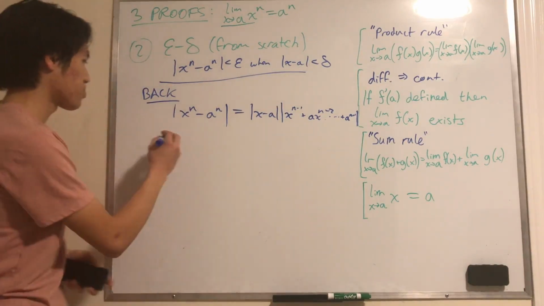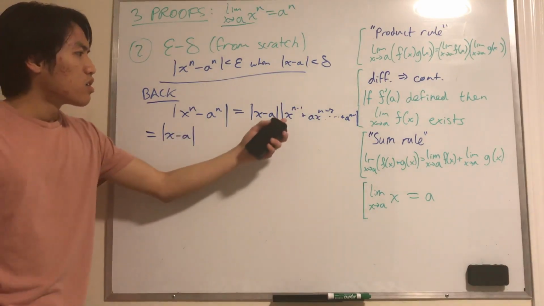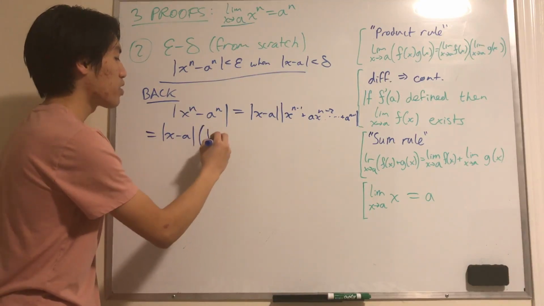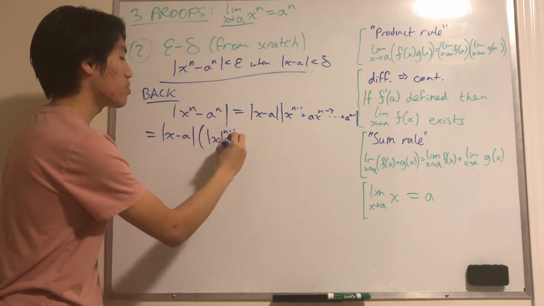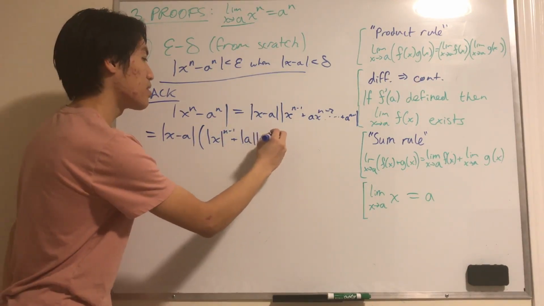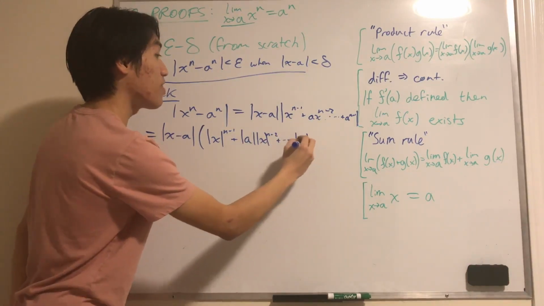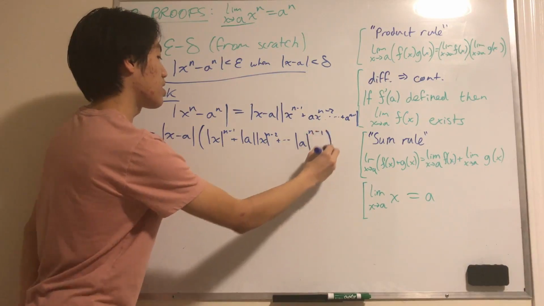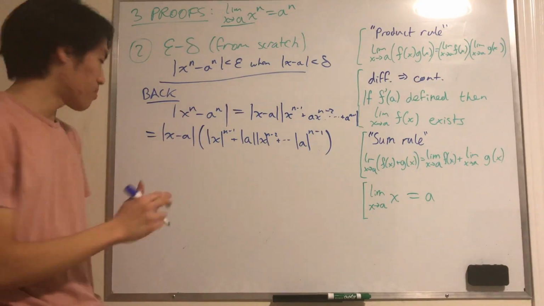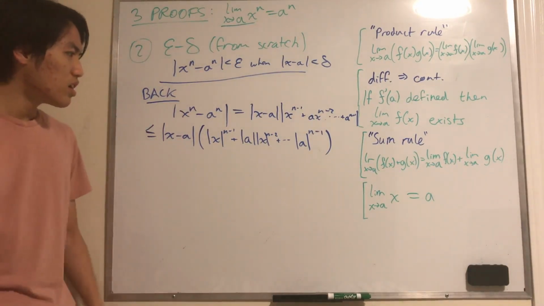Okay, here's what I'm going to do. I have absolute value x minus a. What I'm going to do is use the triangle inequality. So now I have absolute value of x to the n minus 1 plus absolute value a, absolute value x to the n minus 2, and so on to the absolute value of a to the n minus 1, like that. Okay, why did I do that? Here's what this should be less than or equal to. Keep that in mind. This is very cool.